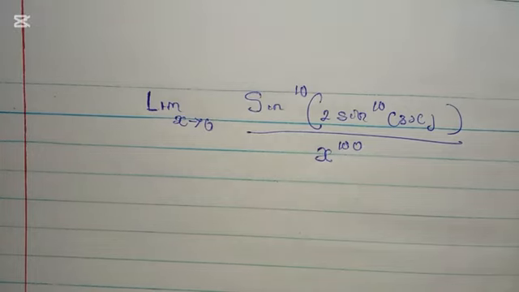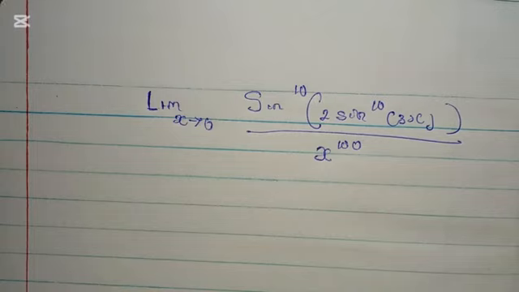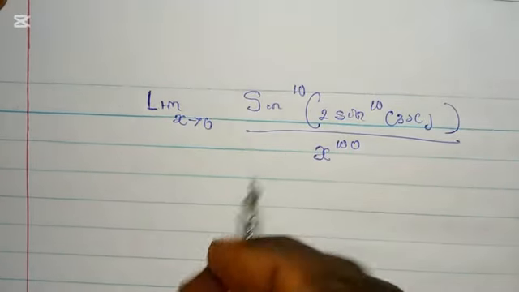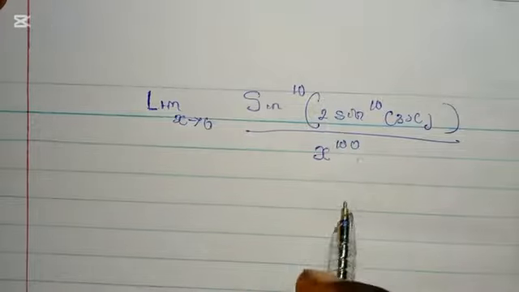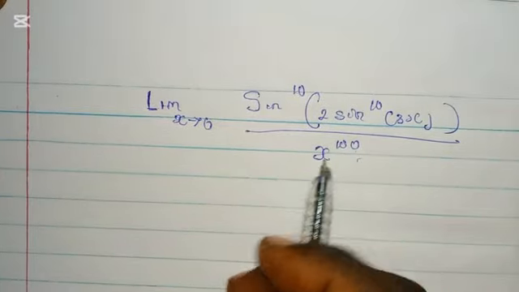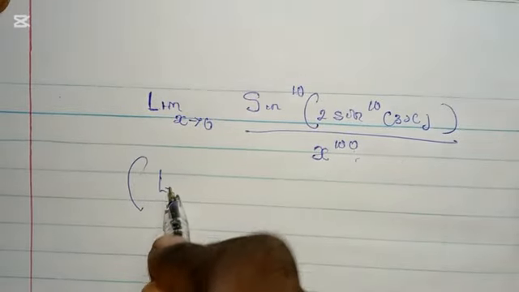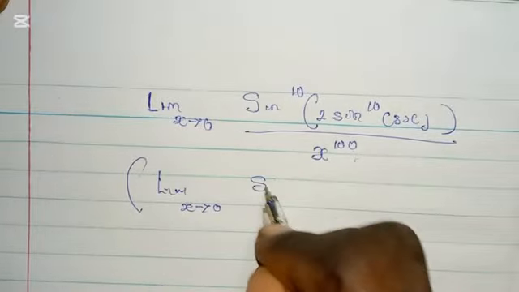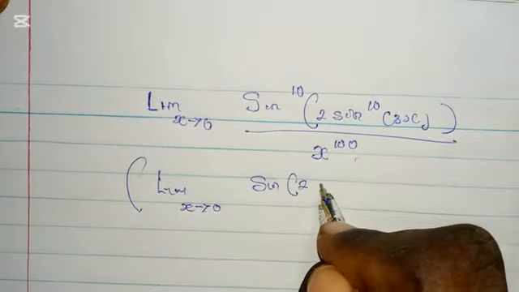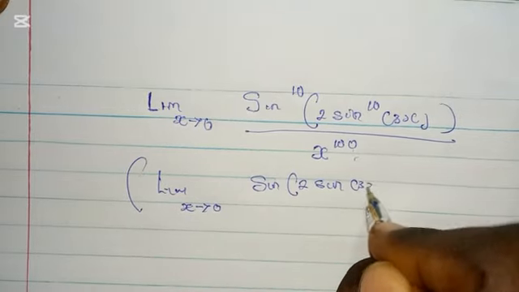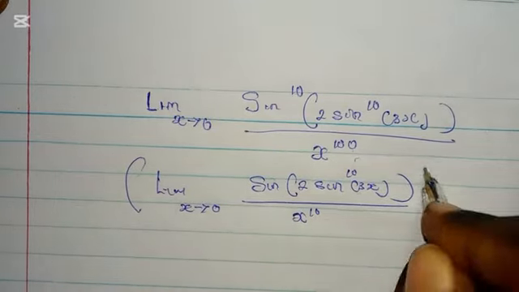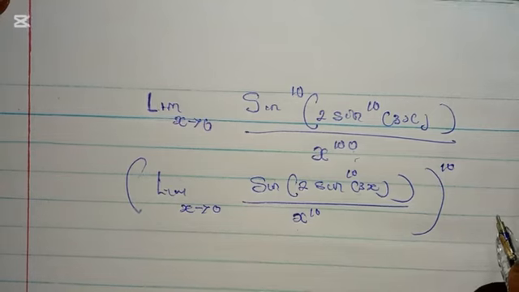So let's solve this limit problem. How do we go about this? We are now going to be using a hospital rule here. So now I want us to know that we can raise everything to the power of 10, by saying limit x tends to 0 of sine 2 multiplied by sine 3x, raised to the power of 10, all over x raised to the power of 10, and everything here raised to the power of 10.